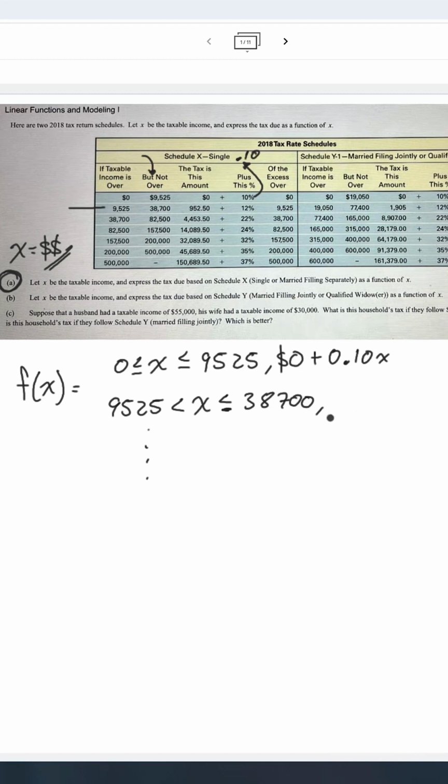All right, now the next one is going to change a little bit. Why? Because on the next one, you're going to have a specific tax amount. So we have to express it over here that you are going to pay $952.50 plus 12% of your income. So we're going to do the same thing.